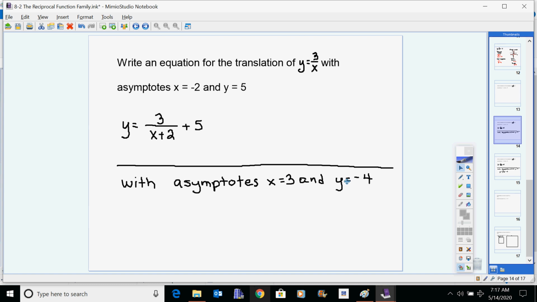Asymptotes x equals 3 and y equals negative 4. Okay, same thing except this one is going to give you x minus 3 in the denominator, and then a minus 4 is going to be hanging out by itself out here. So you need to be able to do the things where you answer all those questions that we just answered, and you also need to be able to write an equation if you're given some parameters like this.